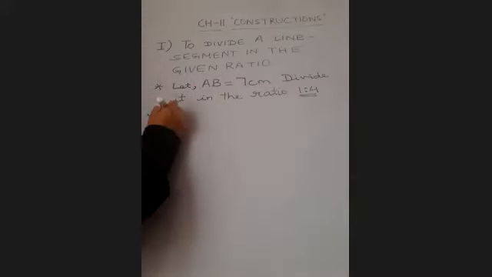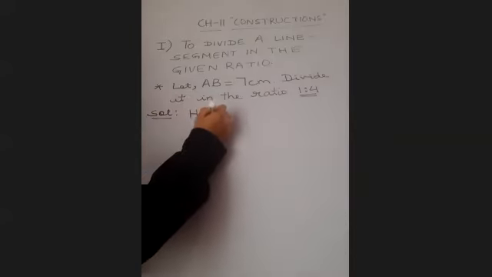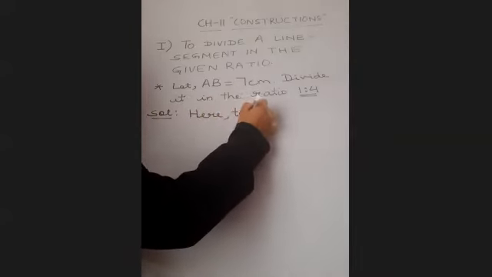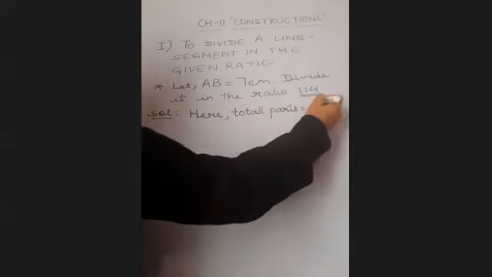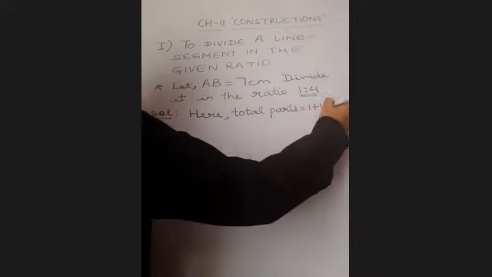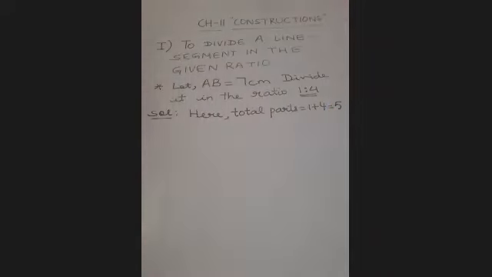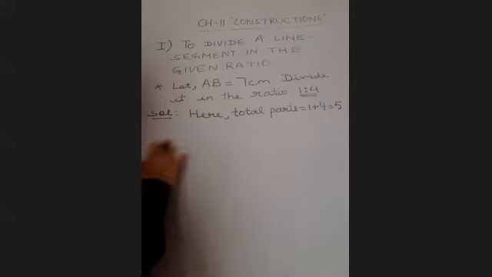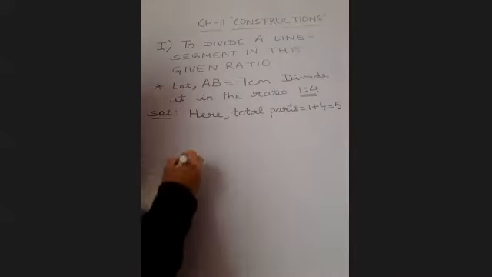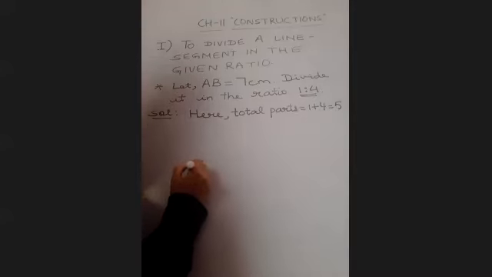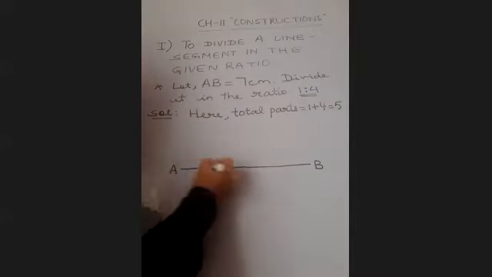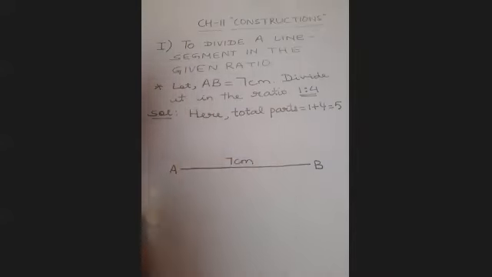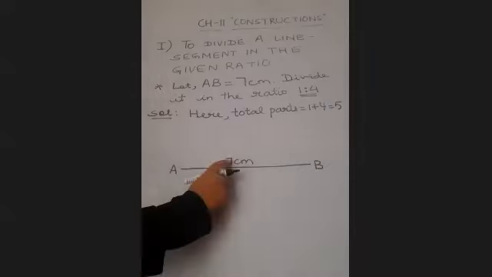Okay, let us see. Here, you can write: total parts equal 1 plus 4, which is equal to 5. Okay? Now I'm telling you how we are going to do this construction. Please keep listening to me carefully and then you do the needful later. Or you may do it with me. First of all, draw AB equals 7 centimeter with the help of scale. And make sure that your figures are well labeled. Okay?